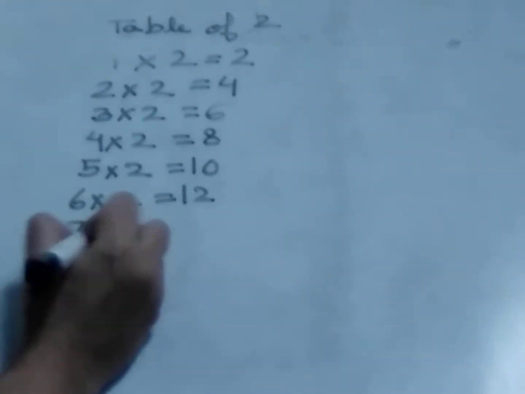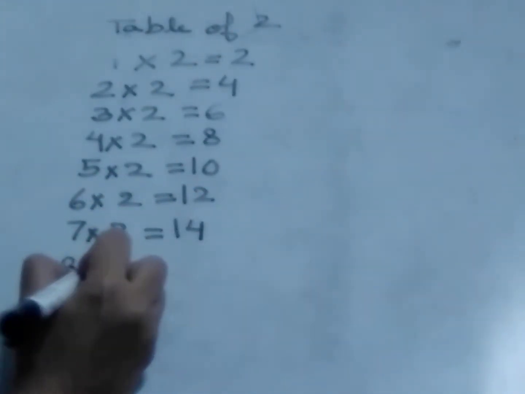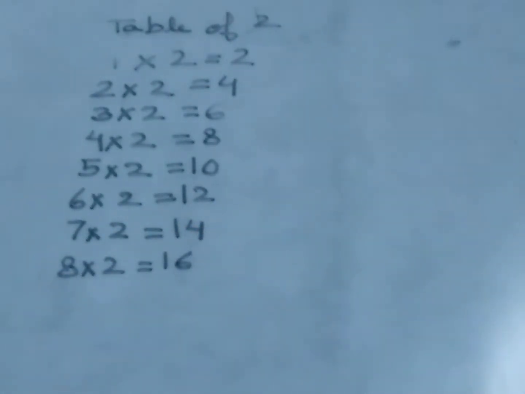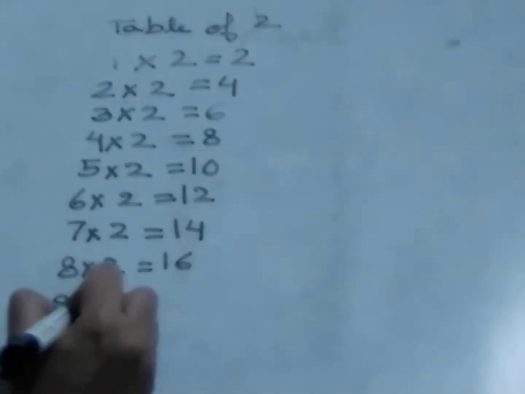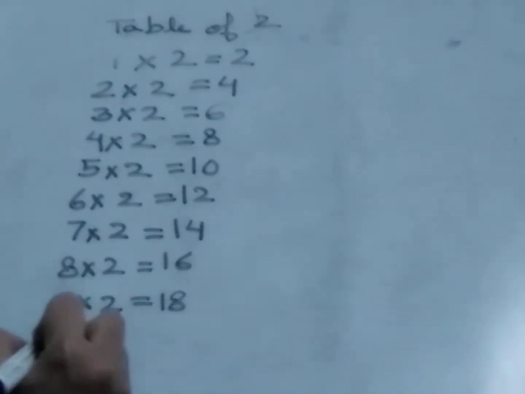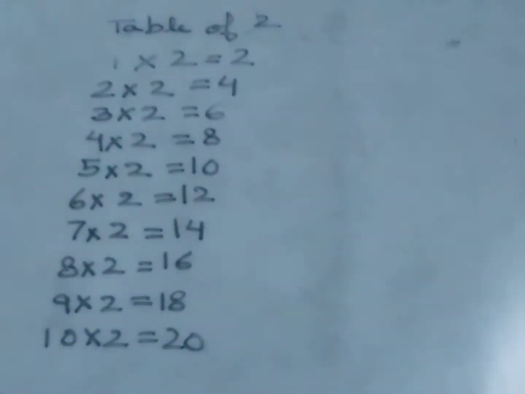7 2s are 14. 8 2s are 16. 9 2s are 18. And your 10 2s are 20.